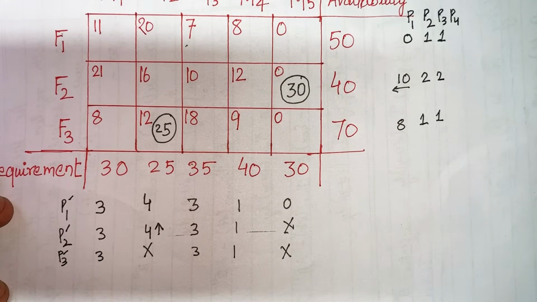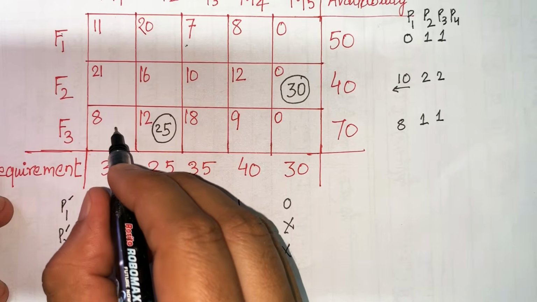Now I have 2 maximums. I have 1, 3 and second 3. I can enter from anywhere. Let me enter it from here. So if I look into this, the minimum cost cell is right here.